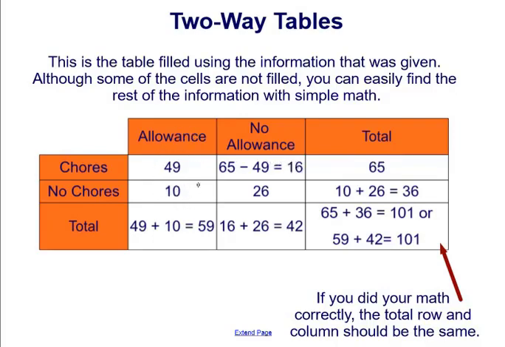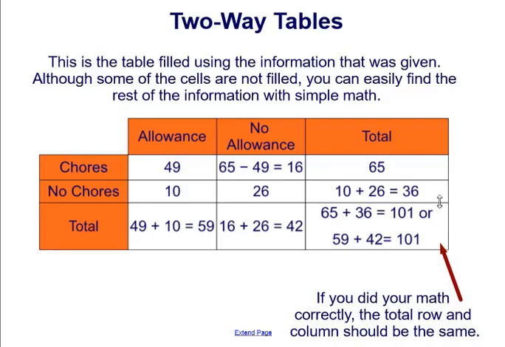For the total students that get an allowance no matter what, we can add the column of 49 plus 10 to get 59. For the column of no allowance no matter what, we can add the 16 students plus the 26 students to get 42 students. And then our total, we have a choice of adding the total from the rows or the total from the columns, and either way we should end up with 101.